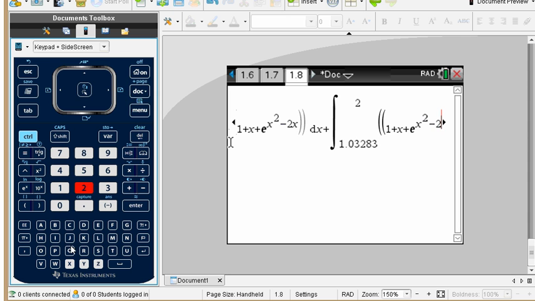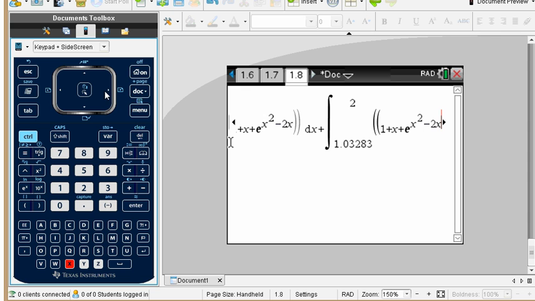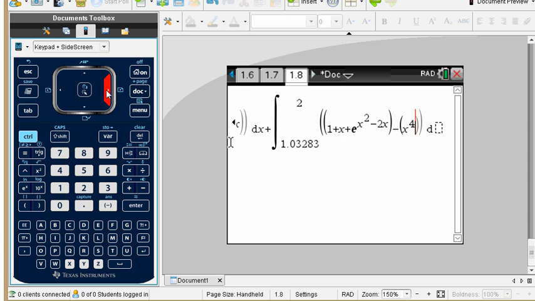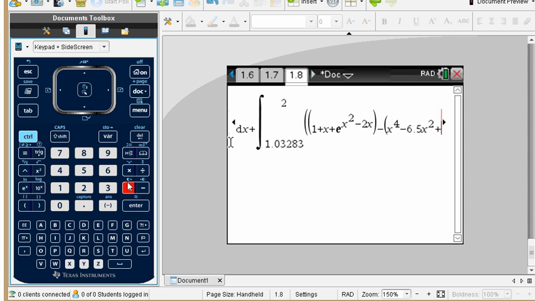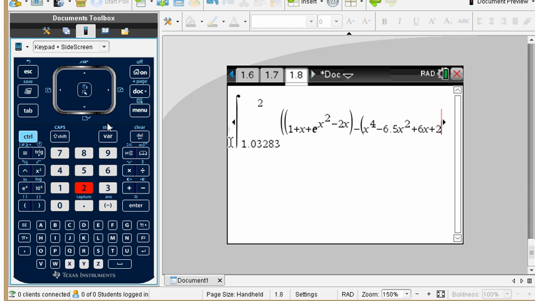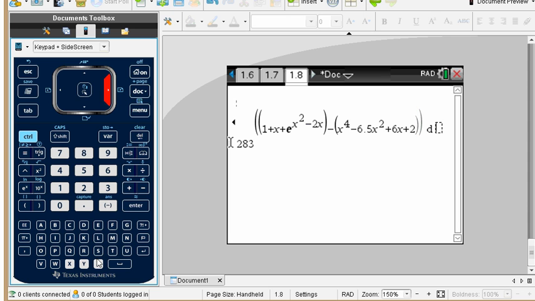Okay, and that is all nicely parenthesized, and we're going to subtract out the other function, which is going to be g of x, which is x to the fourth power minus 6.5x squared plus 6x plus 2, and we put x over here, and we should get it all right here, 2.00435.